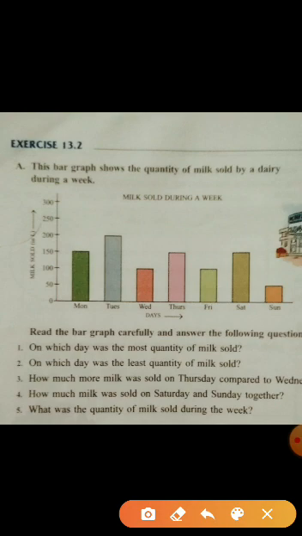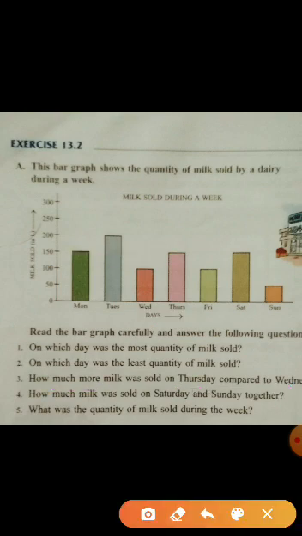Question number 3. How much more milk was sold on Thursday as compared to Wednesday? Now see the bar of Thursday and Wednesday. Let us find out first the quantity of milk sold on Thursday and Wednesday. How will you find out? You have to hold a scale like this and you have to count like this, right? So on Thursday, how much quantity of milk sold? 150 liter. And on Wednesday? 100 liter. What is the difference of these two quantities? 150 minus 100 comes 50. It means 50 liter more milk was sold on Thursday as compared to Wednesday.